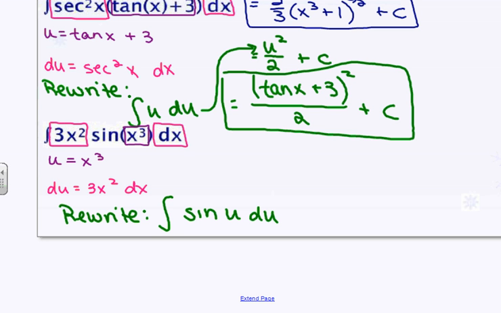Now we go ahead and integrate. So the antiderivative for sine is the opposite of cosine, and plus c, and then we can go ahead and substitute back in for our u. So we'll get minus cosine of u, which was x cubed, plus c.